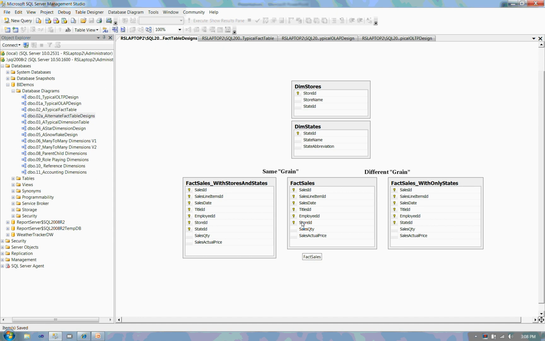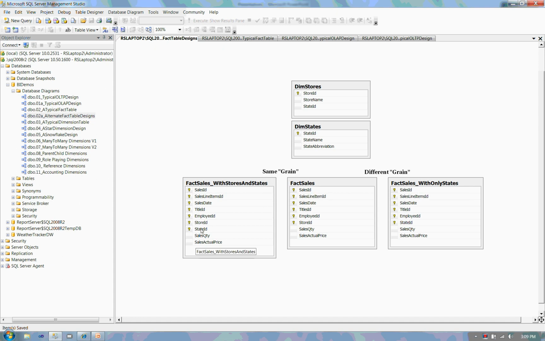Either way would work. However, what if we took out the store ID and just put the state ID? That would not work. The reason for that is the granularity would change. In other words, let's say there were 3 stores in the state of Washington. The sales quantity would have to be added up for all the stores in the state of Washington. So this would not work.